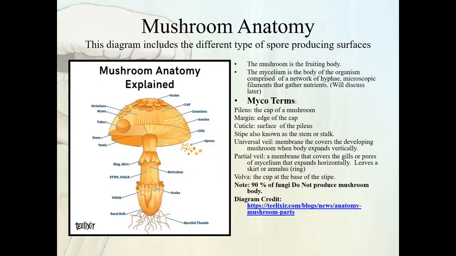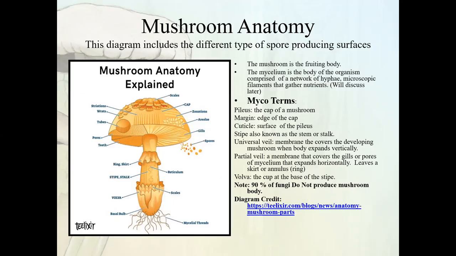Okay. This diagram is basic mushroom anatomy, or mycoceph, as we're going to say. The diagram includes the different types of spore-producing surfaces. On this one, on the underside, I found a mushroom that has the different types of underside surfaces. Everybody's used to the gilled mushrooms, but I want to cover also the kind that have pores or teeth. But the mushroom is a fruiting body. The mycelium is the body of the organism comprised of a network of hyphae, microscopic filaments that gather nutrients. We'll discuss later. Can you all hear me well back there? Okay.